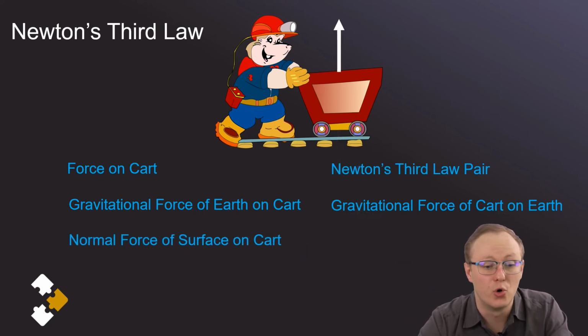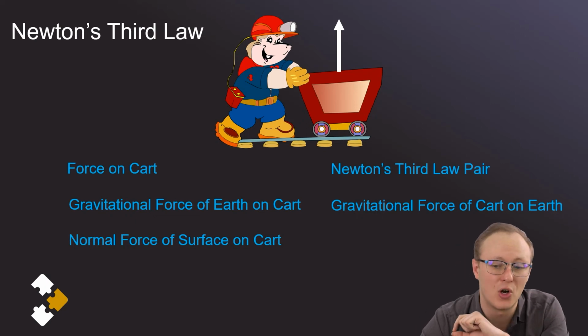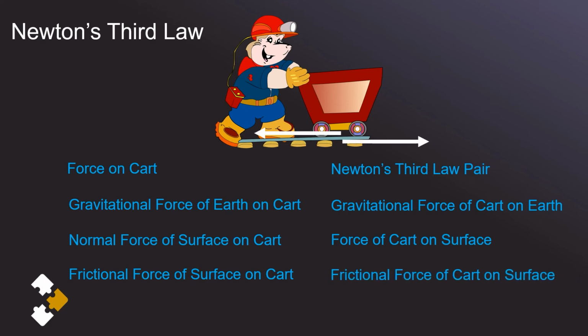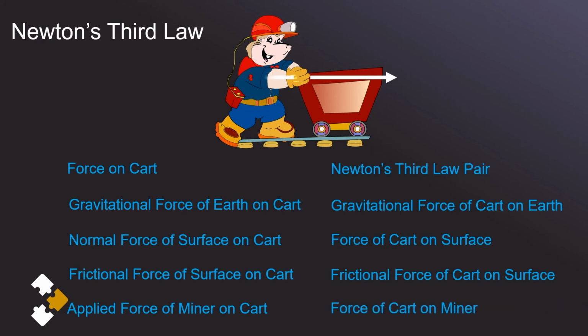Then we've got the normal force of the surface on cart, which is going to be the action-reaction pair of the force of the cart on the surface. So that's the force the rails are experiencing. Then the frictional force of surface on cart is going to be a frictional force of cart on surface. And then an applied force of miner on cart is going to be the force of cart on miner.